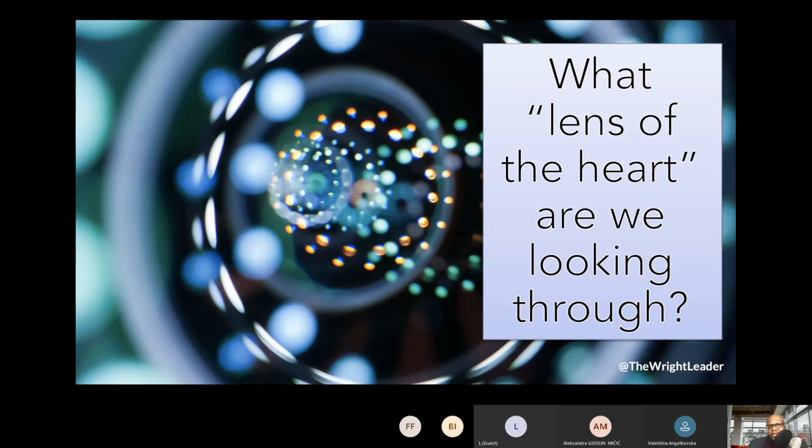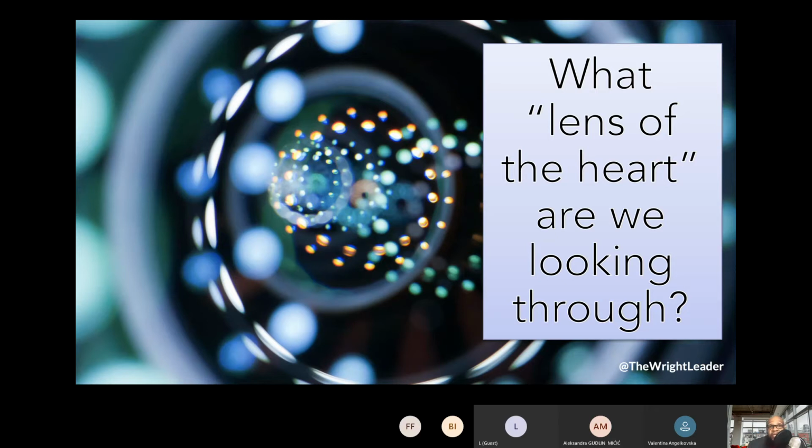What lens of the heart are we looking through? This is a great question for you to ask as well, especially if you're in spaces of collaborative thought, because wherever our hearts are in terms of what we're thinking about. And of course, I shared with you some of the words that have been shared with me in the past: courage, compassion, empathy. I've even had some individuals say that one of the building blocks of heart is gratitude, resilience, things of that nature.